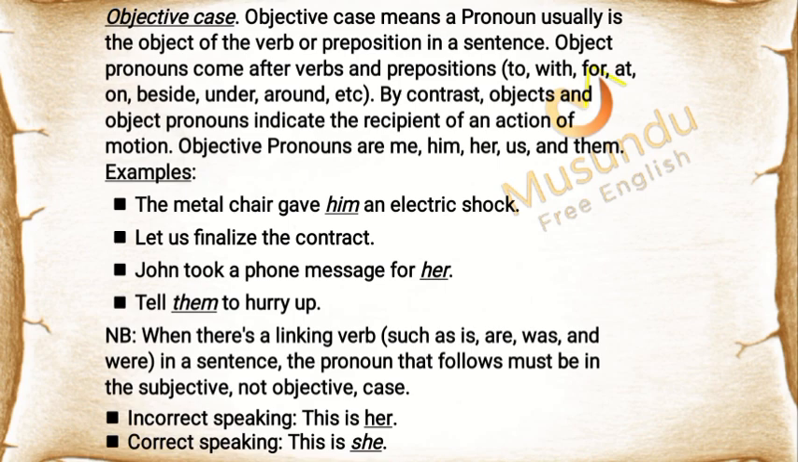Objective case. Objective case means a pronoun usually is the object of the verb or preposition in a sentence. Object pronouns come after verbs and prepositions: to, with, for, at, on, beside, under, around, etc. By contrast, objects and object pronouns indicate the recipient of an action or motion. Objective pronouns are me, him, her, us, and them.